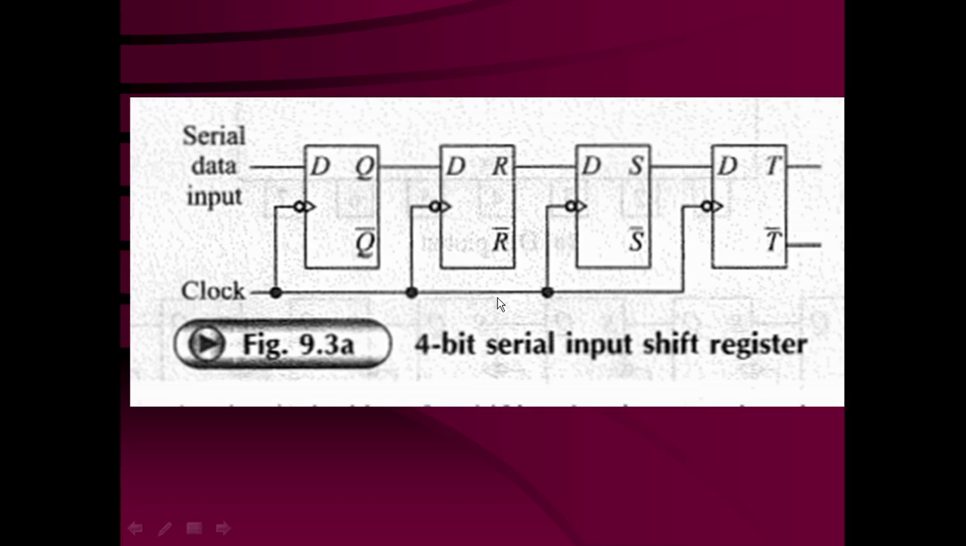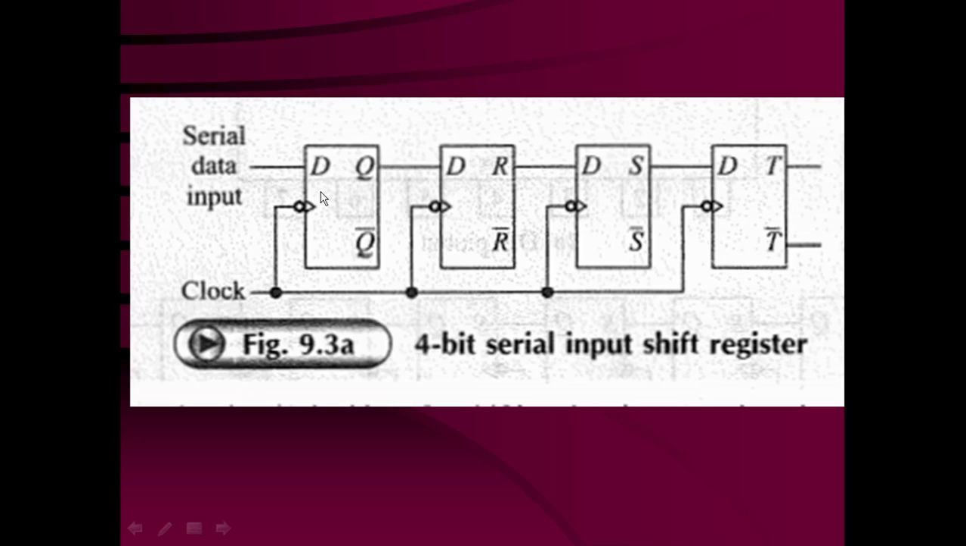So this is the block diagram of a 4-bit serial input shift register. This is made from 4 D-type flip-flops. You can see that the output of Q is connected to the input of the R flip-flop, output of R is connected to the input of the S flip-flop, and output of the S flip-flop is connected to the input of the T flip-flop. All the flip-flop clock inputs are connected to a common clock.